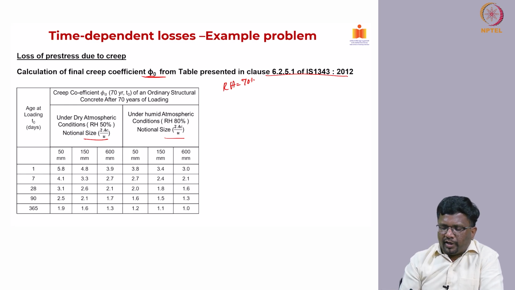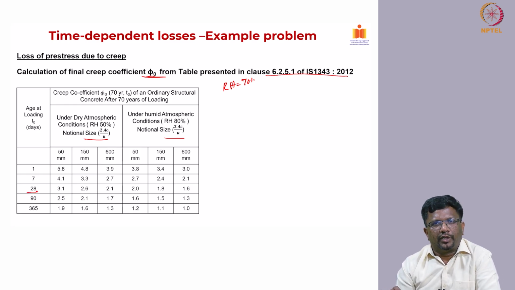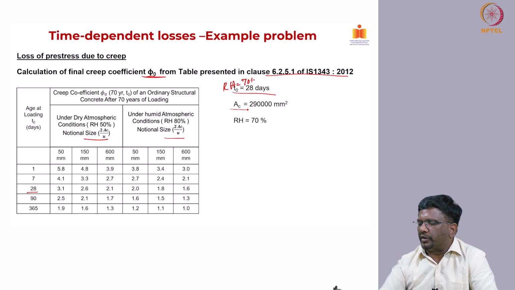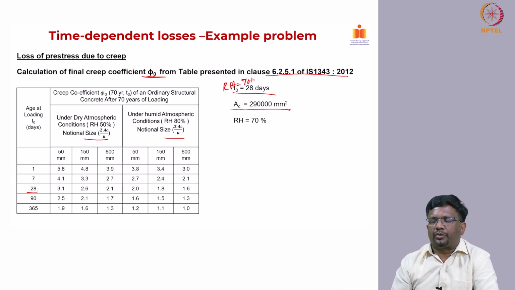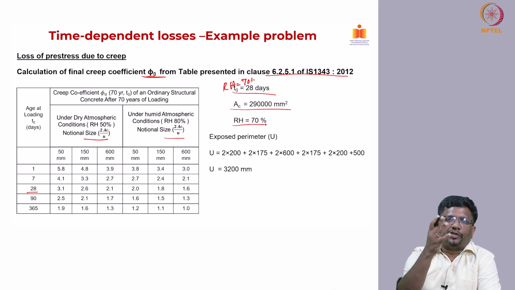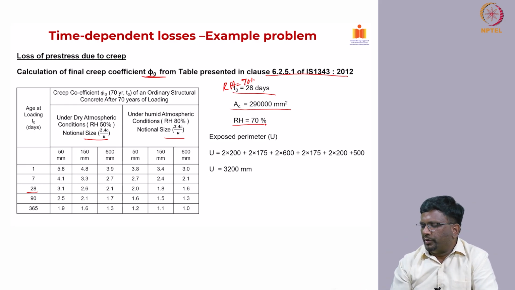Again, if you look at it, the age of loading is 28 days, right. So we need to use these 28-day values and then interpolate depending upon the notional size coefficient that we have, and the RH of 70%. So let's look at it. T naught is 28 days, cross section area is 290,000 millimeter square, relative humidity is 70%. The exposed perimeter is, now this is an I section. So you have to calculate what are the surfaces that are getting exposed, right?